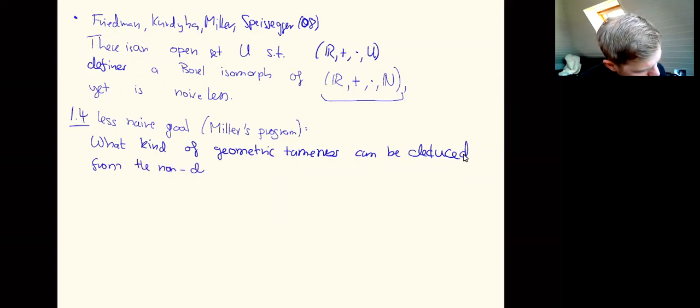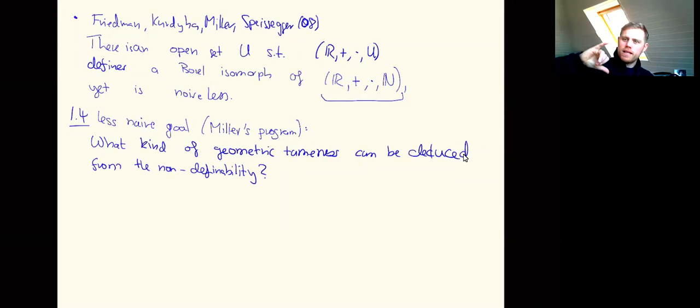The idea that Chris originally had was that we all agree that if you have the integers, then everything goes haywire. So what happens if you turn it around? Suppose we take an expansion that does not define the integers. Can you conclude any kind of geometric tameness for the definable sets in there?